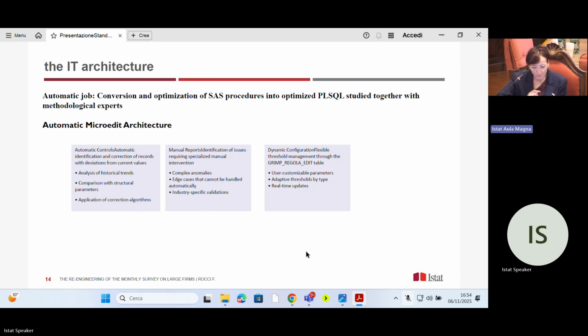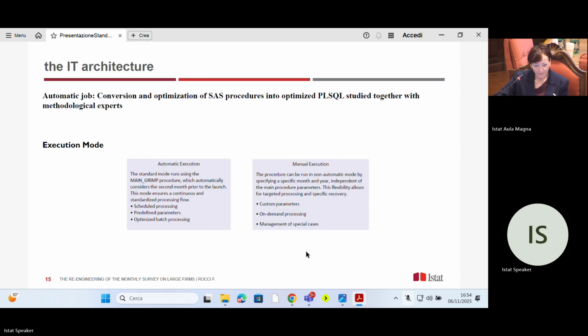What was very important, and we agreed about this, was that whatever we released to the manager was to be flexible, for example about thresholds and so on, and that they could manage it on their own with the IT instrument. So there was automatic execution, and there was also manual execution, as for example the custom parameters, on-demand processing and management of special cases.